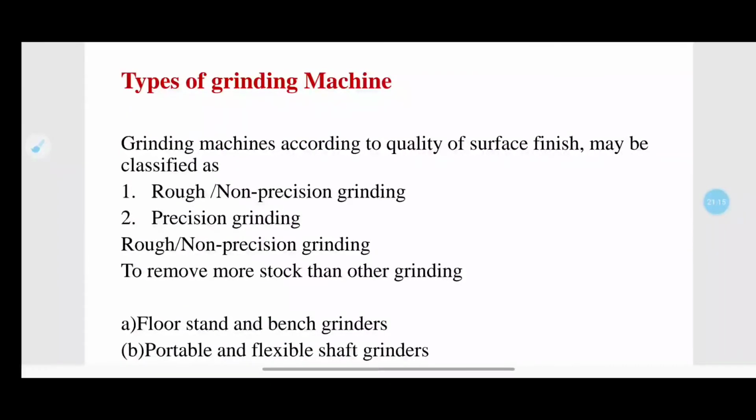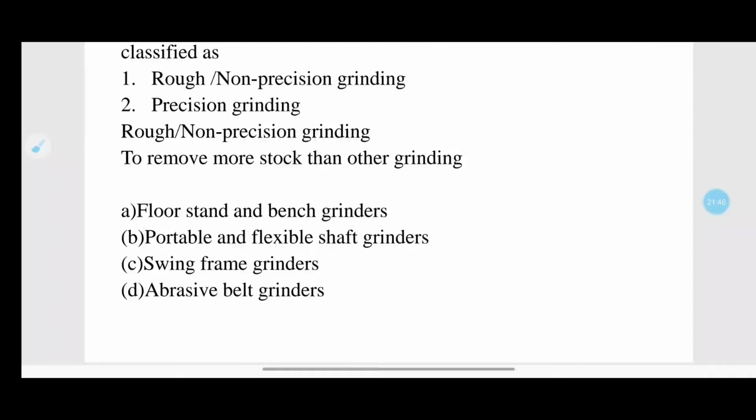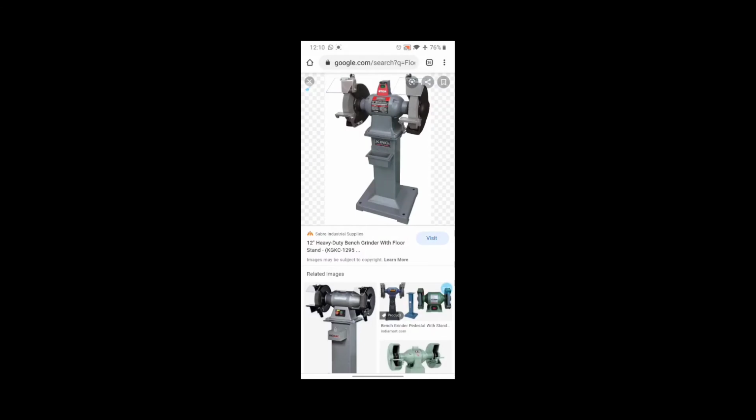Grinding machines, according to quality of surface finish, may be classified as rough, non-precision grinding and precision grinding. Rough, non-precision grinding removes more stock than other grinding. The first types are the floor, stand and bench grinders, portable and flexible shaft grinders, swing frame grinders, and abrasive belt grinders. So these are the types of grinding machine. Okay, I will show you the pictures of those things.